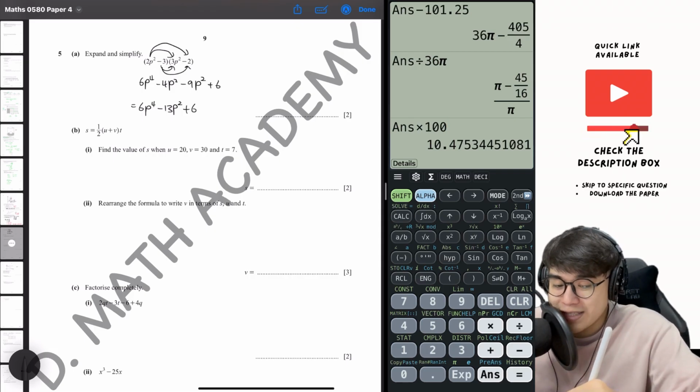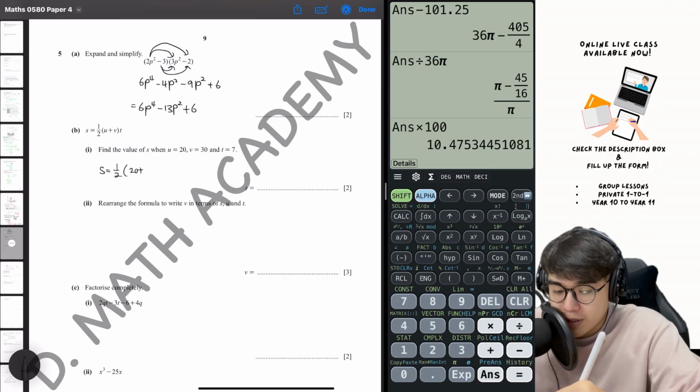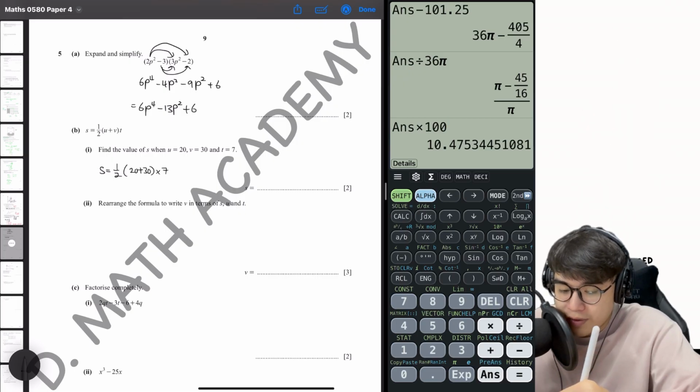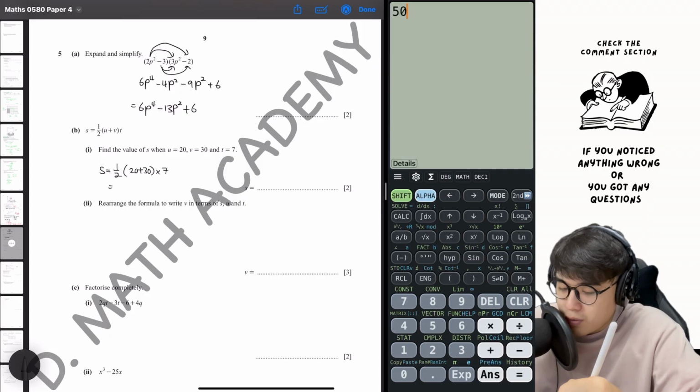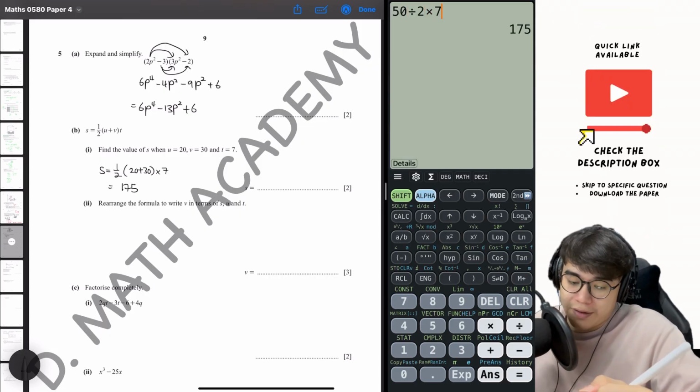So to find S here, half of U plus V is 20 plus 30 and then times 7. So 50 over 2 times 7, you will get 175.